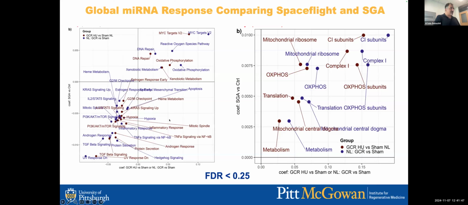And this is another way of looking at these overall pathways, and the relationship between the space flight, which is here on the x-axis, versus the SGA control, how similarly either up or down these pathways are predicted to be, mitochondrial or non-mitochondrial related.